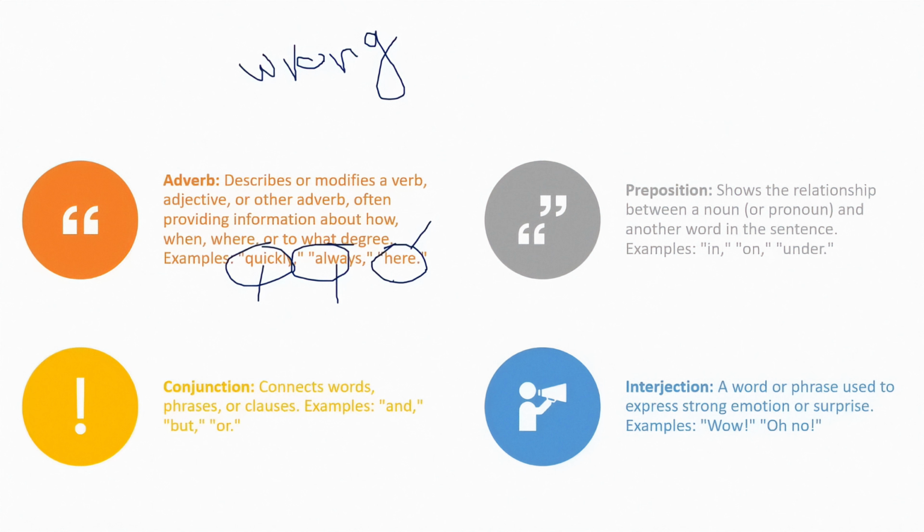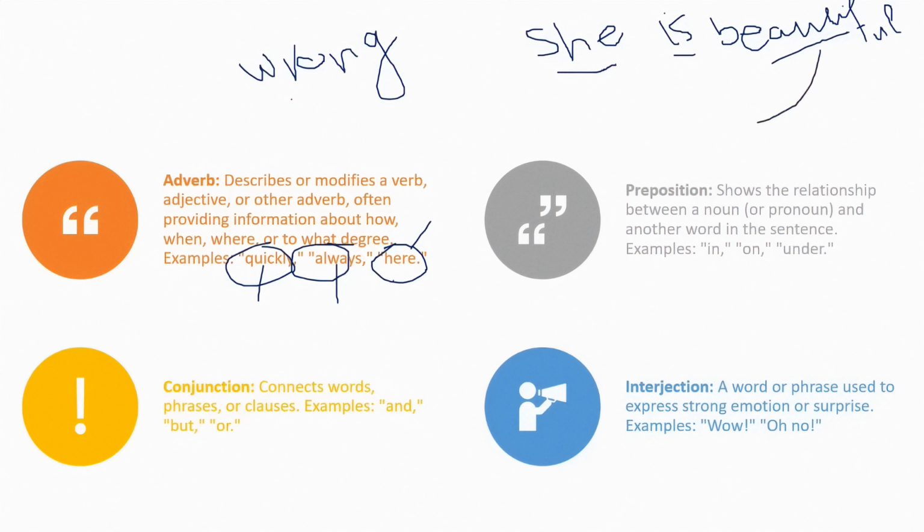So let me take an example. She is beautiful. I hope you would be able to understand. Sorry for the writing, it is difficult. So, okay, she is beautiful. She is a pronoun, is a verb, and beautiful. So who is beautiful? It's she. So beautiful is qualifying, it's modifying she.